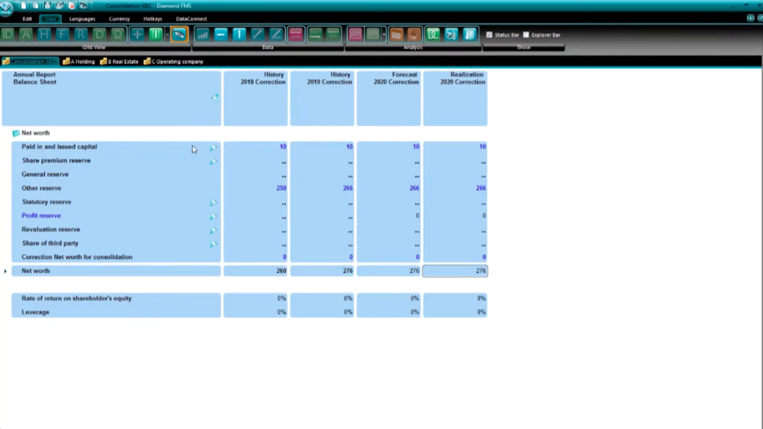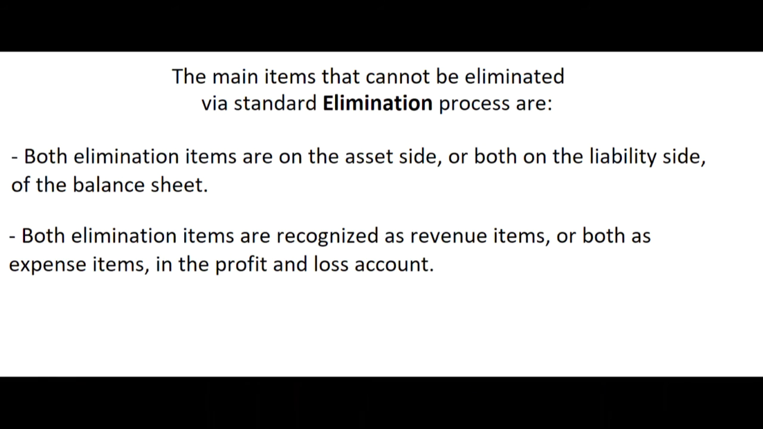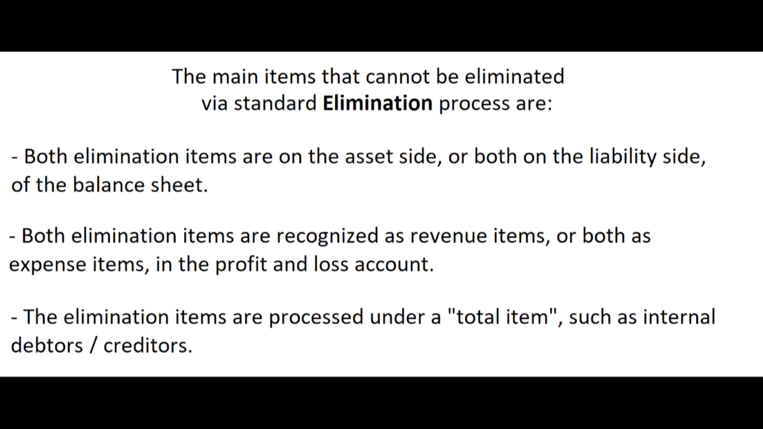Also, if you need to process additional corrections which cannot be processed through the standard elimination process, it's possible to adjust the corrections manually. The main items that cannot be eliminated via the standard elimination process are: the items to be eliminated are both included on the asset side or both on the liability side of the balance sheet. The items to be eliminated are both recognized as revenue items or both as expense items in the profit and loss account. So these pairs of variables cannot be selected in the DiamondFMS elimination screen.